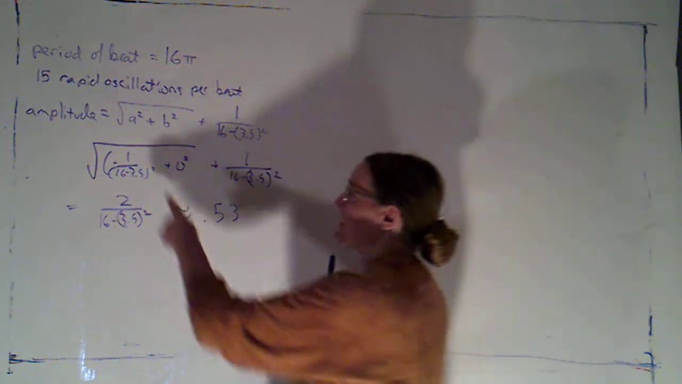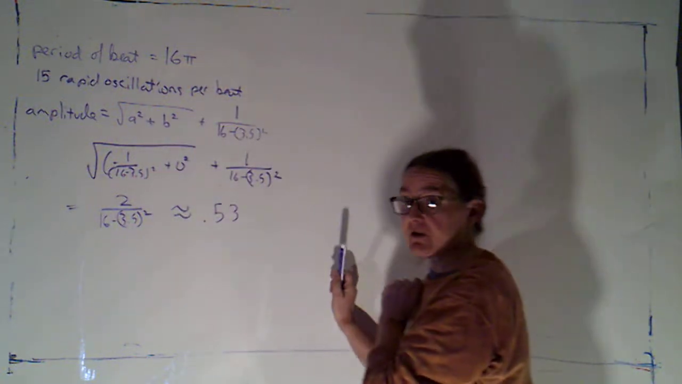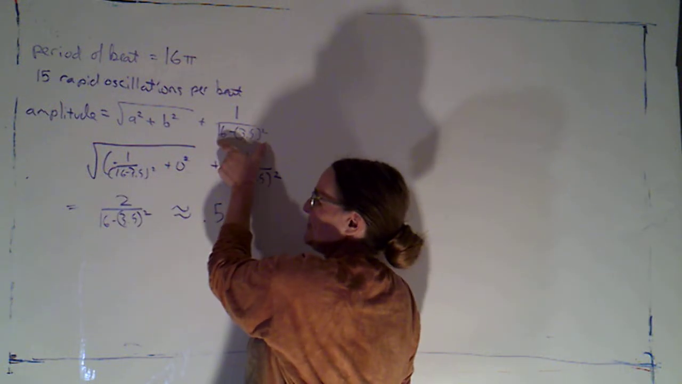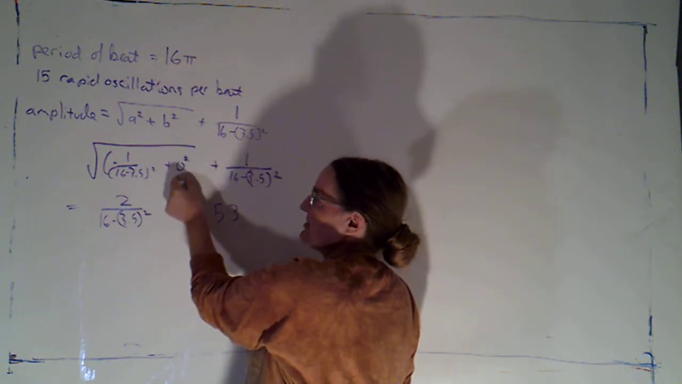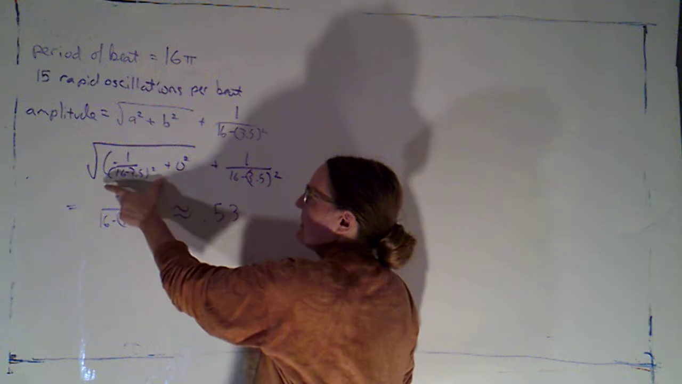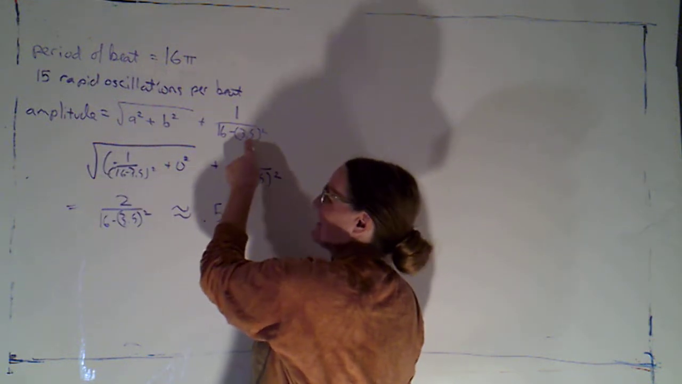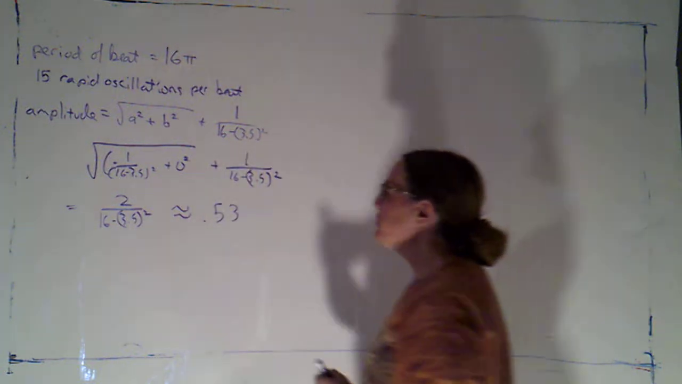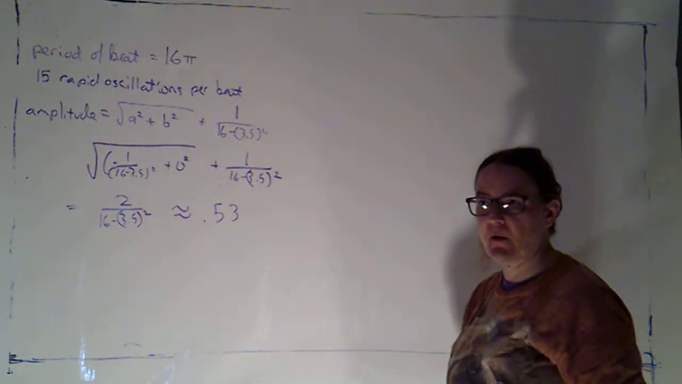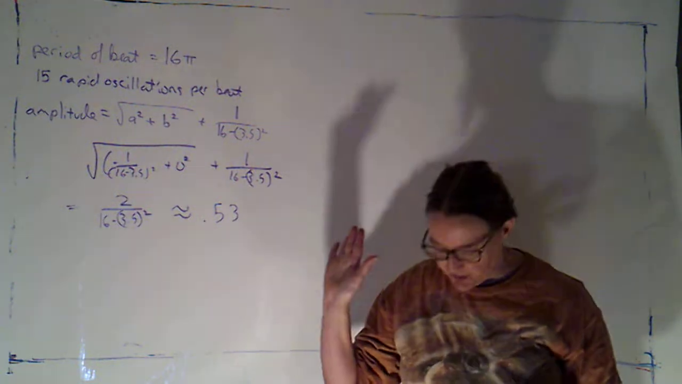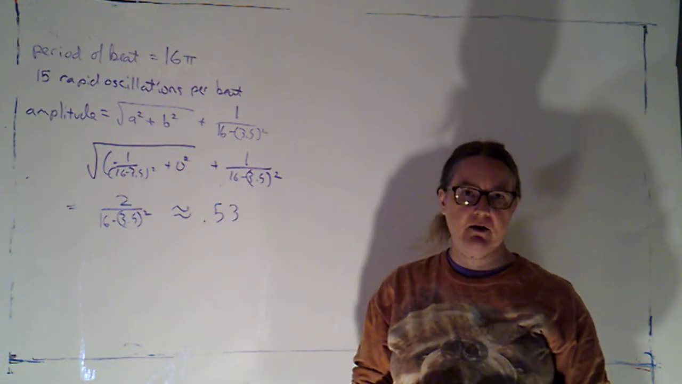Now, if you remember, when we solved for A and B for our particular initial condition, A was the opposite of this number right here, and B was just 0. So, basically, when I square the opposite of this, and then take the square root, I just get a second copy of that. So we're getting 2 over 16 minus 3.5 squared. That's approximately 0.53. I will confess I plugged that into a calculator.